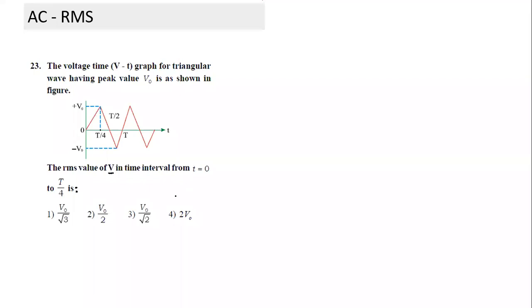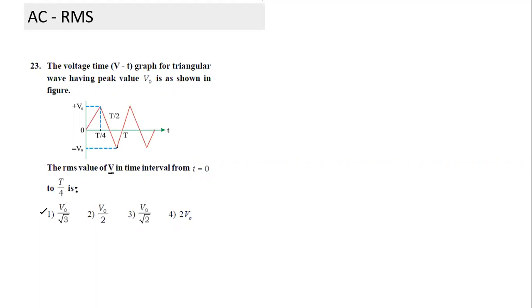I did it in the normal method using the formula. I got V0 by root 3. We can do the calculation also. And if we had done something similar in case of current, it was equal to I0 by root 3. It will be equal to V0 by root 3. We can do it by using integration as well. It will come equal to V0 by root 3.